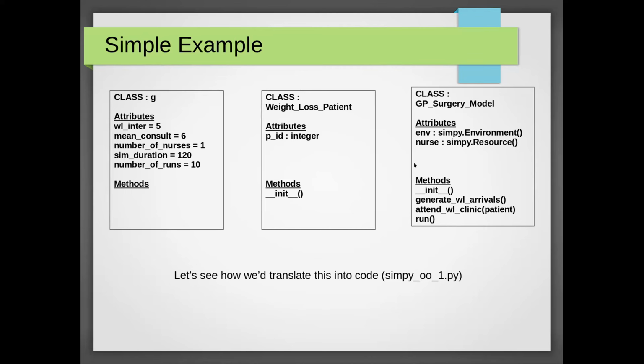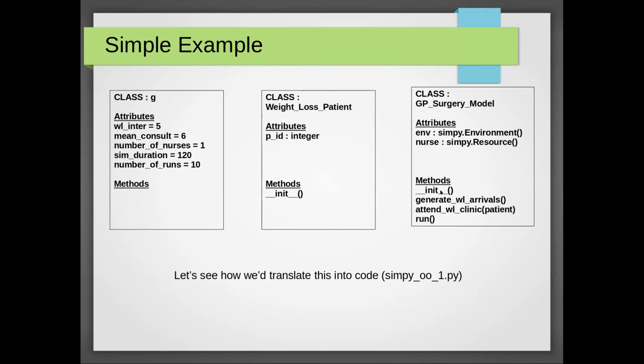And then I'm going to have a class which represents my model, which I'm going to call GP surgery model. This will have 2 attributes. One will be the environment, the SimPy environment, and one will be our nurse resource, which will be a SimPy resource. Okay, so we've got a SimPy environment and a SimPy resource. And then I'm going to have my methods. I'll have my constructor. I'll have the arrivals generator function, which I've just called generate WL arrivals. I'll have my patient pathway function, attend WL clinic, which will describe the series of processes they'll go through, and then a run method, which will basically tell these things to run in the correct order.